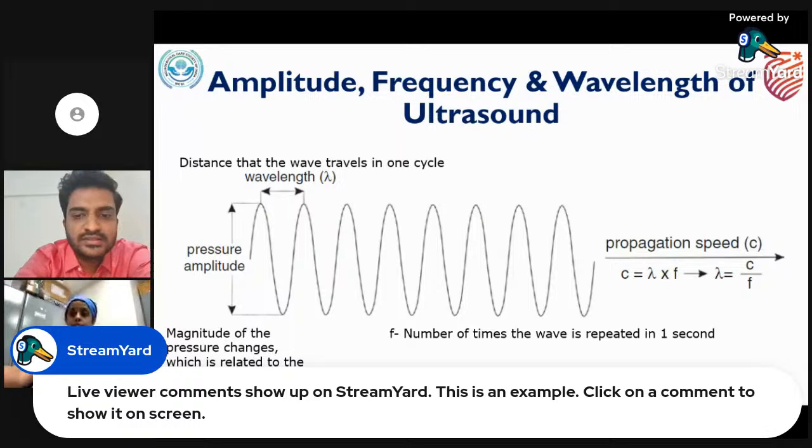With respect to physics, these are the equations we have all studied during college days. The wavelength is the distance a wave travels in one cycle, and the number of such cycles in a second is called frequency. The amplitude is the magnitude of the pressure change which creates it. The propagation velocity is equal to the wavelength times the frequency. Concentrate here that wavelength is inversely proportional to the frequency.